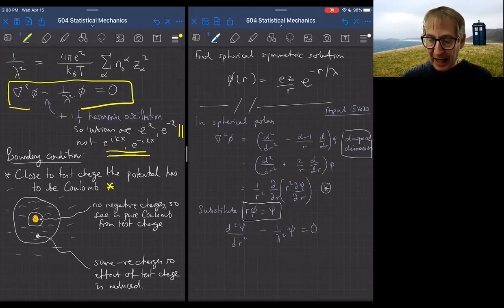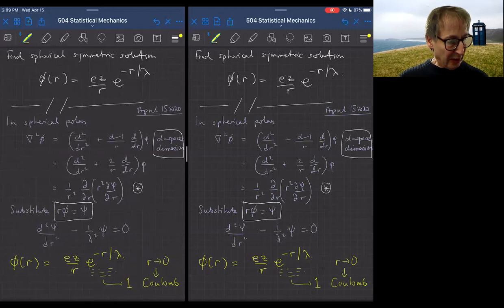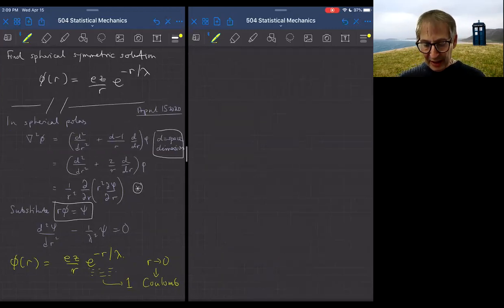So in this way, and imposing the boundary condition that as we get to the origin we see the Coulomb potential, what we end up with is that the solution is simply phi of r is equal to E z over r e to the minus r over lambda. And you can see that as I take the limit r going to 0, this looks exactly like the Coulomb potential, because in that limit the exponential term just goes to 1.